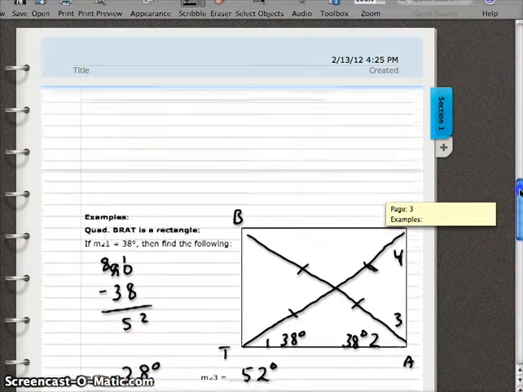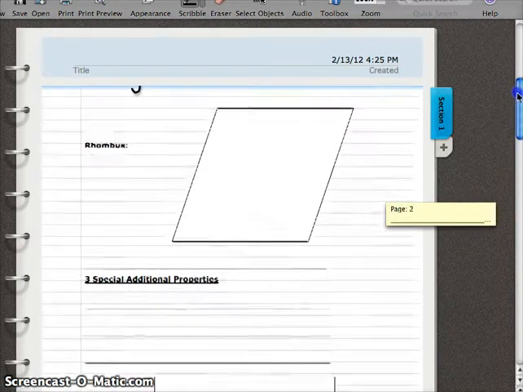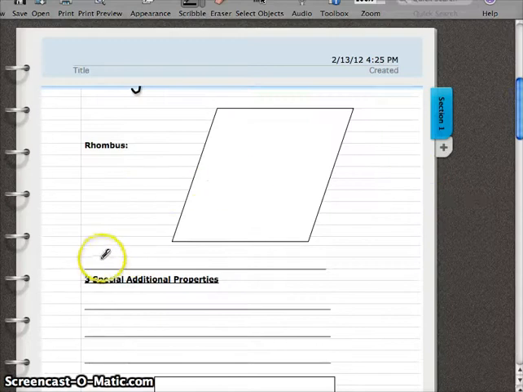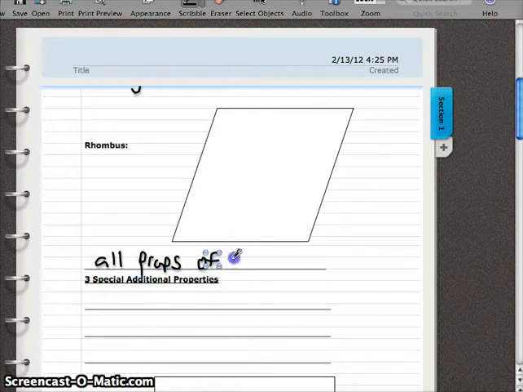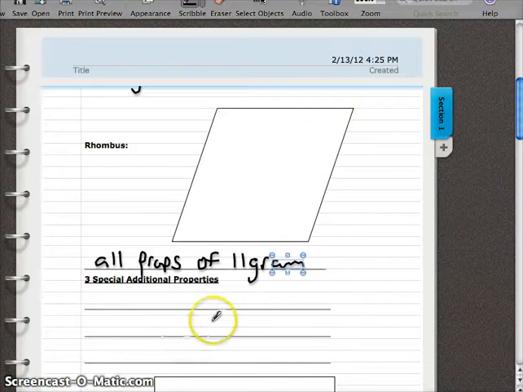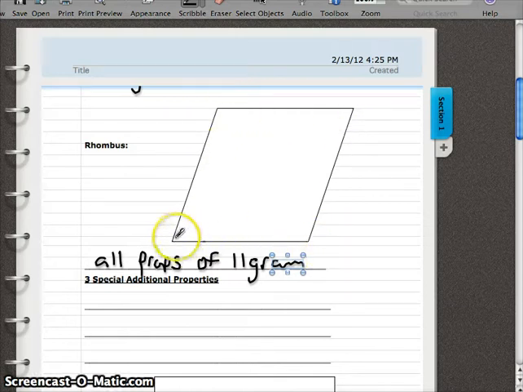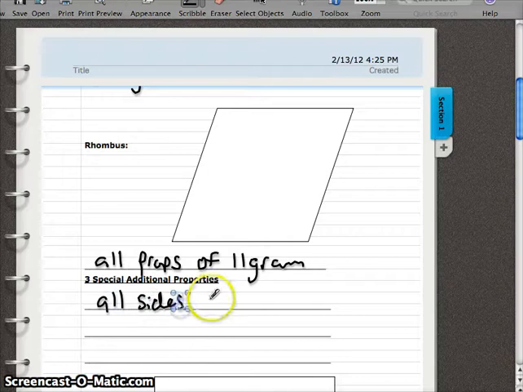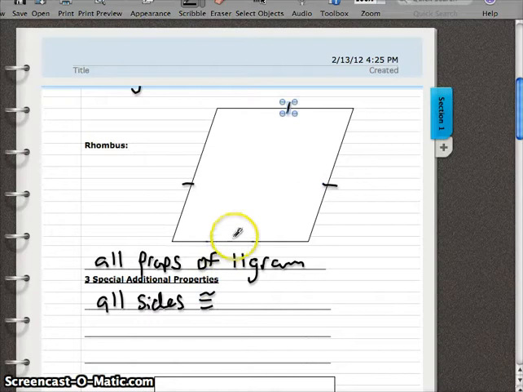Alright, let's back up here. Let's talk about a rhombus now. A rhombus, again, is a type of parallelogram, so it has all the properties of a parallelogram, and it has its own unique special properties. Pay attention here to the difference between a rhombus and a square. A square has 90 degrees, just like a rectangle, but this rhombus is like a square except tilted, so the angles are not 90 degrees, but otherwise it acts just like a square. All sides are congruent, just like a square. So all of these sides are the exact same length.